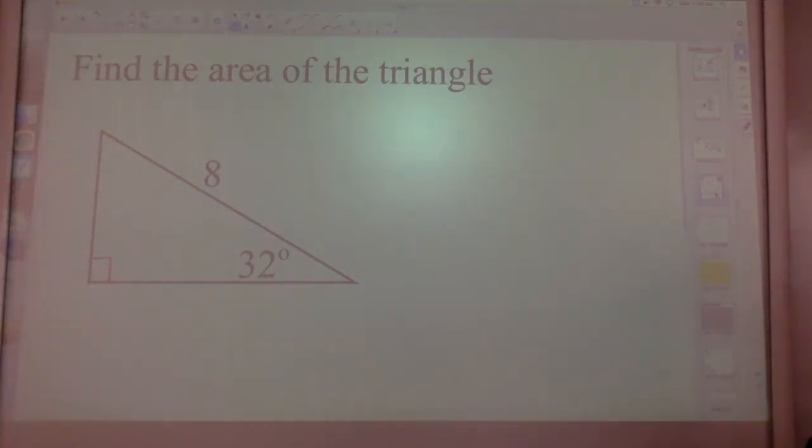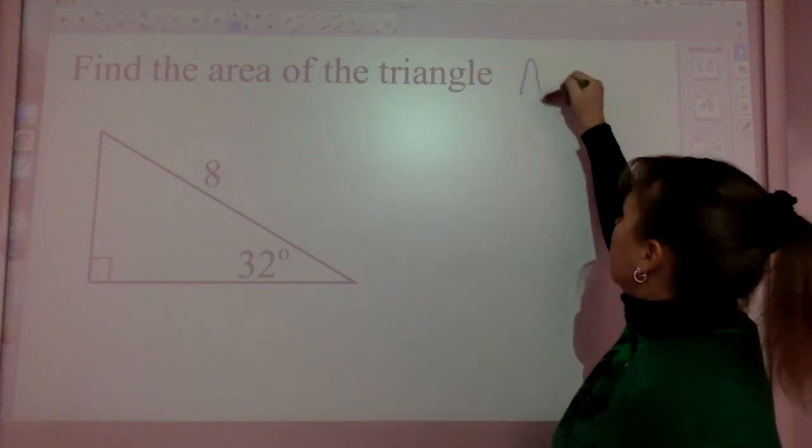All right, last two problems. We got to find the area of this triangle. Really? All in one day? Yep.